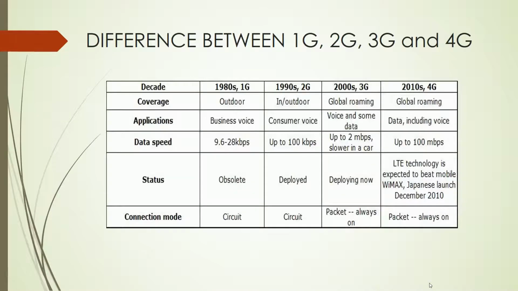So the main differences between 1G, 2G, 3G and 4G: there is not much difference in the coverage of outdoor and indoor, but the main difference is data speeds. It varies throughout, like 100 Mbps for 4G, and when the first generation was launched it was a maximum of 28 kbps, and that was a big achievement in mobile communication history. The communication mode is always packet switching for the later generations, but there is no circuit switching there, whereas for 2.5G and 2G there is only circuit switching available.